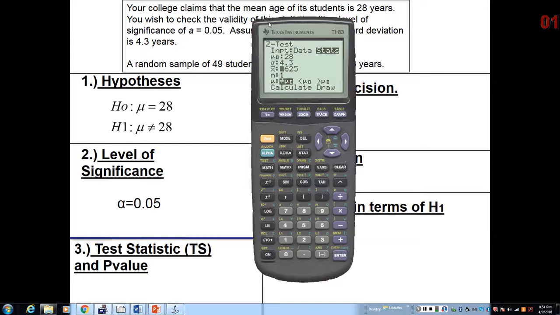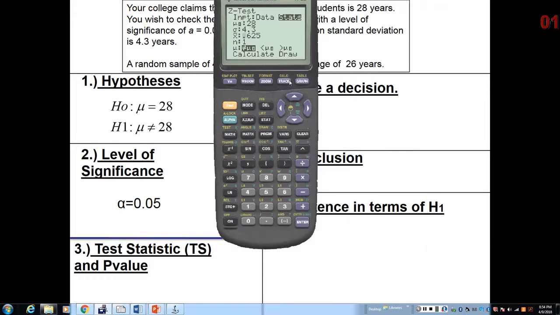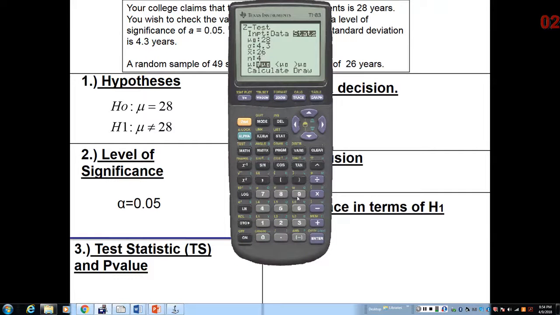You want to find the sample mean. The sample mean was 26, right? So it's 26. You want the sample size. The sample size is 49. And therefore you want the alternative. See, this is for the alternative. So that's not equal to, and you just highlight not equal. And then you hit the calculate button.